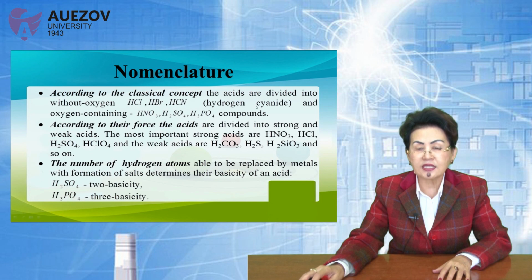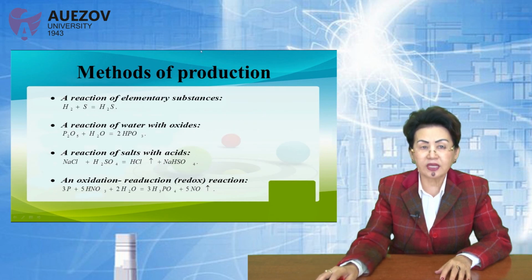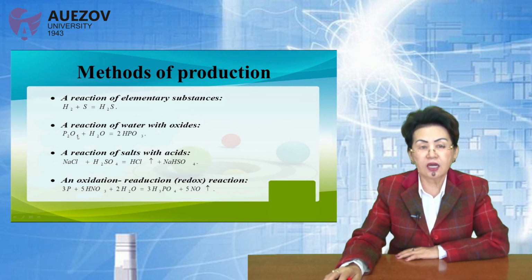For example, strong acids: nitric, hydrochloric, sulfuric acid. Weak acids are carbonic, sulfurous, hydrosulfuric, silicic, and so on. Methods of production. A reaction of elementary substances, for example H2 plus S equals H2S, which is a weak acid, hydrosulfuric acid. A reaction of water with oxides, for example phosphoric oxide, an acidic oxide, plus one molecule of water gives metaphosphoric acid. A reaction of salt with acid.